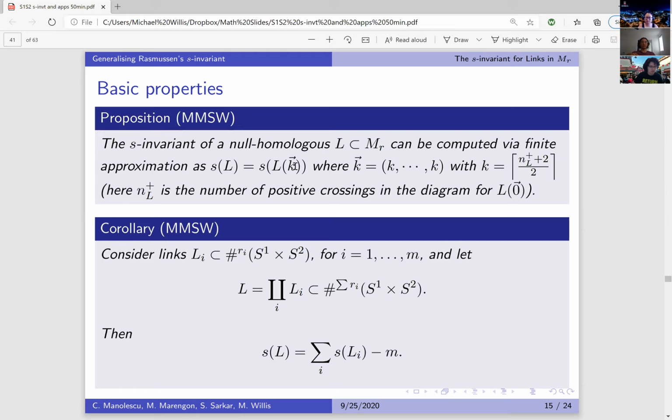Here's one that's easy to state quickly. If you have a bunch of links in a bunch of different S1 cross S2s, then you can take their disjoint union in the connect sum of all your different S1 cross S2s, and the S invariant is additive in the proper sense. You subtract one for each original set of S1 cross S2s. But this is just a quick thing that comes right from similar properties in S3.